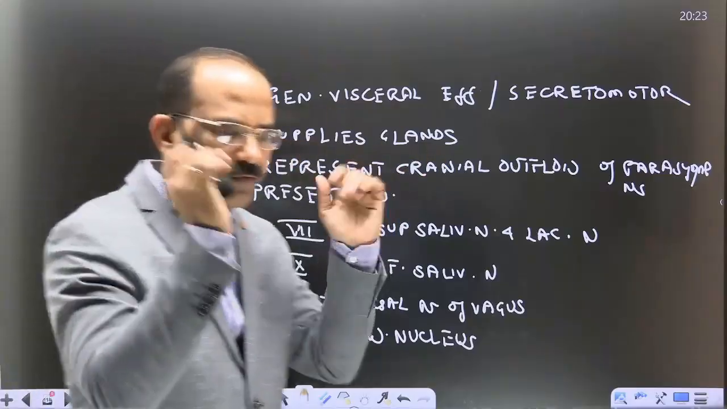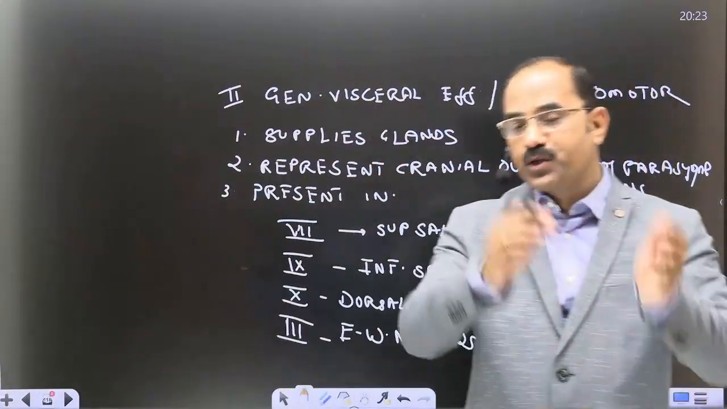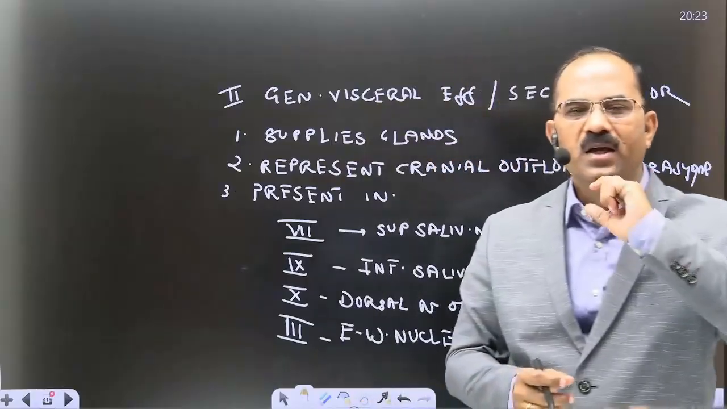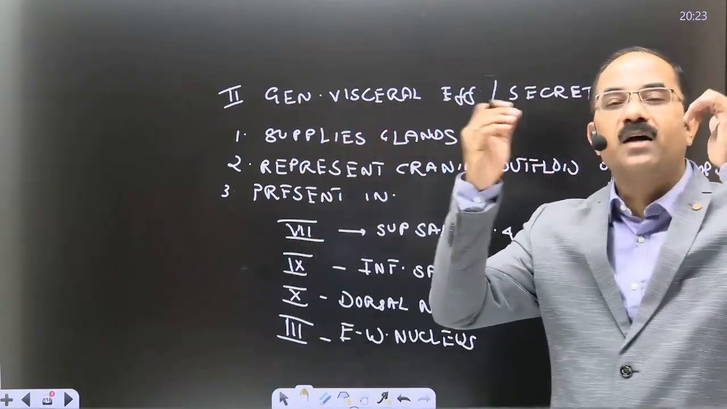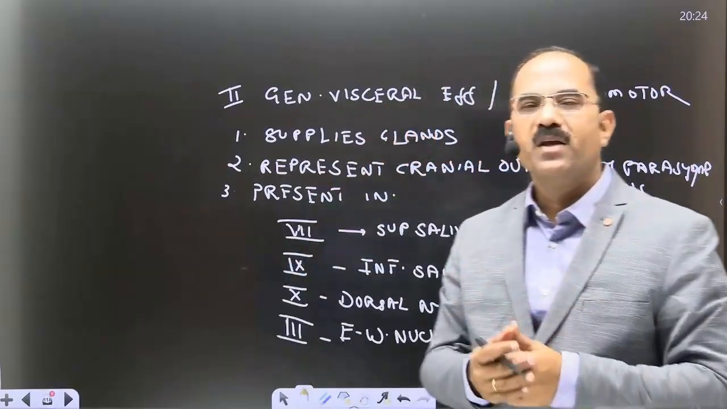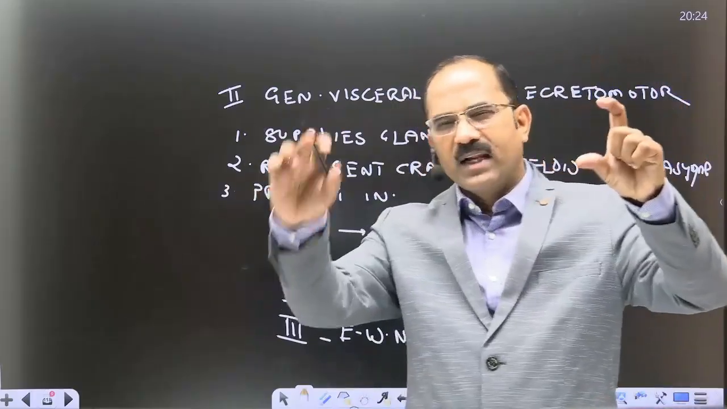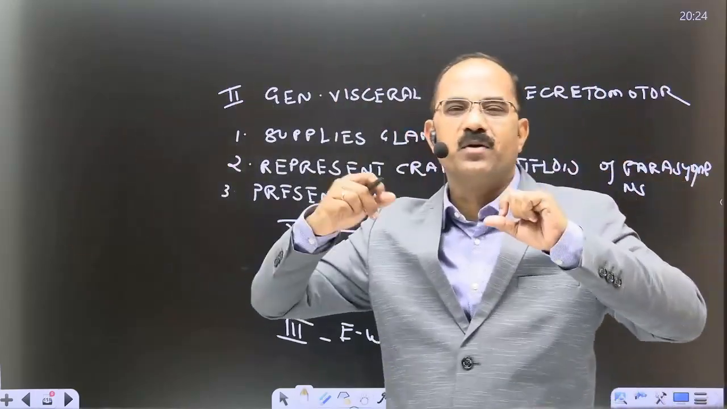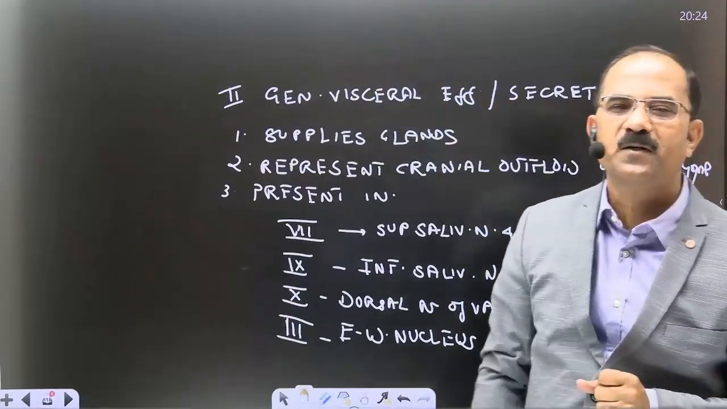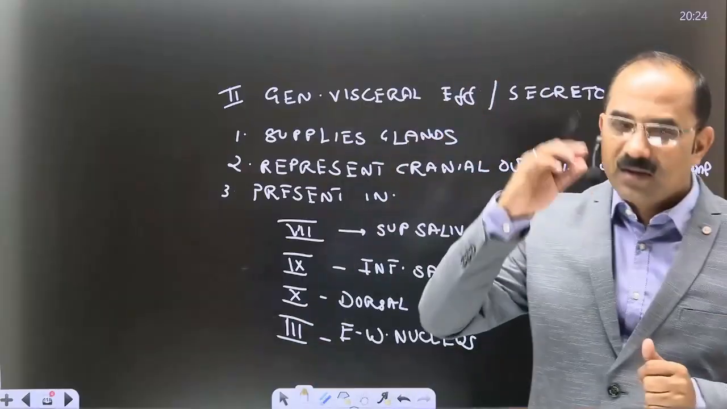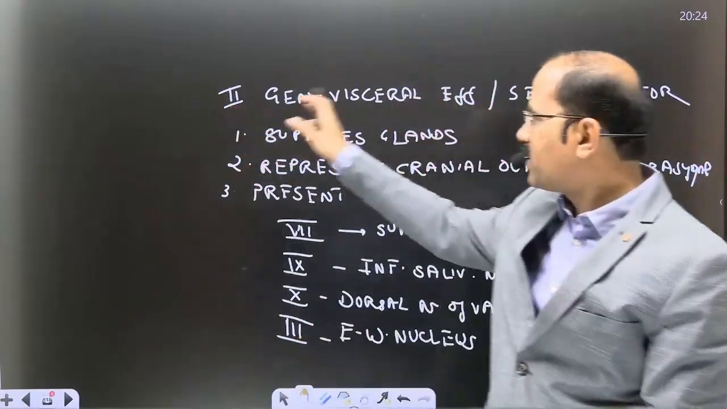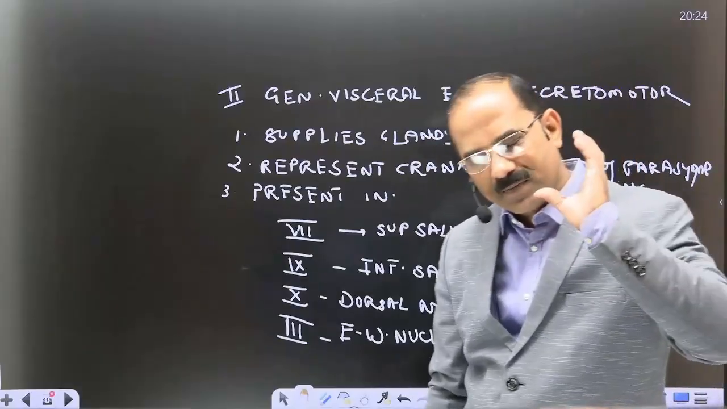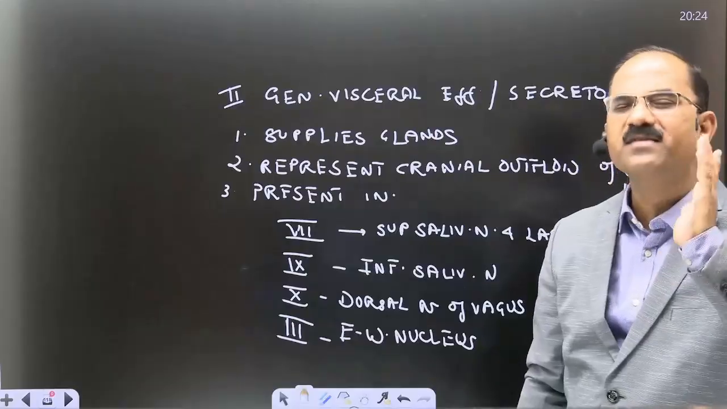See, a nerve, if it has to supply the glands, it should have a component in its nucleus. What is the name? General visceral efferent or secretomotor. Now, this component represents the cranial outflow. Present in which nerve? Seventh nerve. Supplies all the glands except parotid. The name of the nucleus of the seventh nerve to supply the glands, superior salivatory and lacrimatory. But belongs to which component? General visceral efferent. Ninth nerve's nucleus? Inferior salivatory nucleus. Belongs to which component? General visceral efferent. 10th nerve, dorsal nucleus of vagus, and third nerve, Edinger-Westphal nucleus. It supplies the sphincter pupillae and ciliaris muscle.